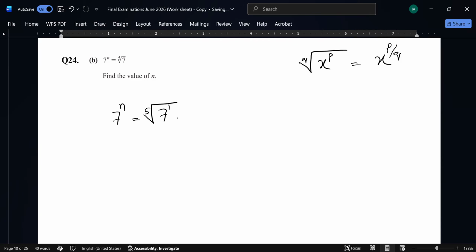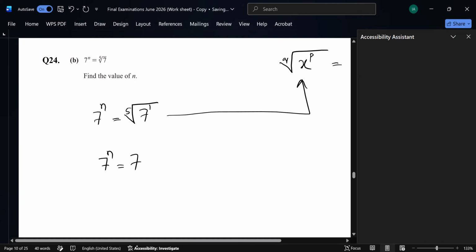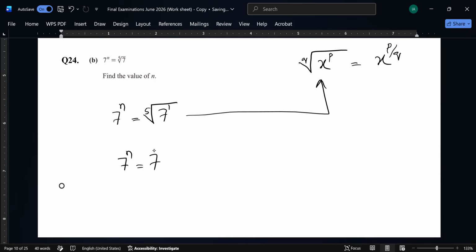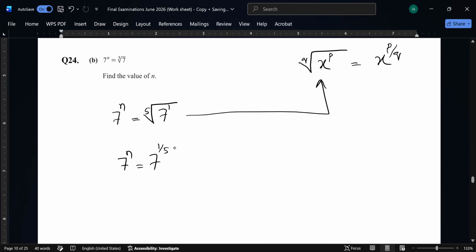So if we compare with this one, your p is 1, your q is 5. So this could have been 7 to the power n is equal to 7 to the power 1 over 5. The bases are same, so power will be same. Means n is equal to 1 over 5.